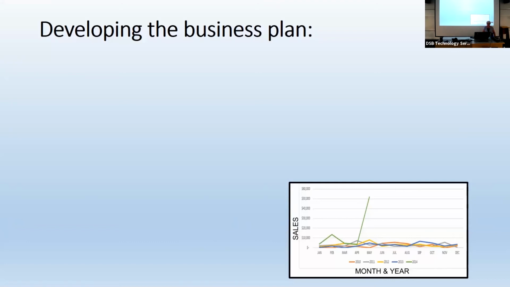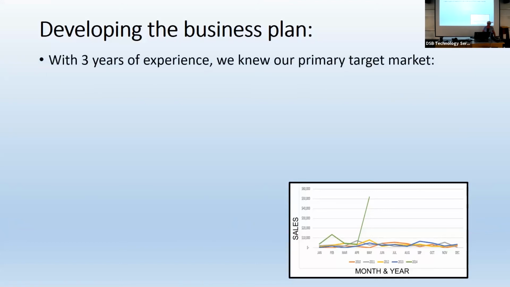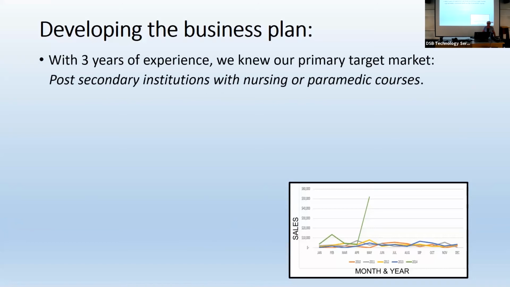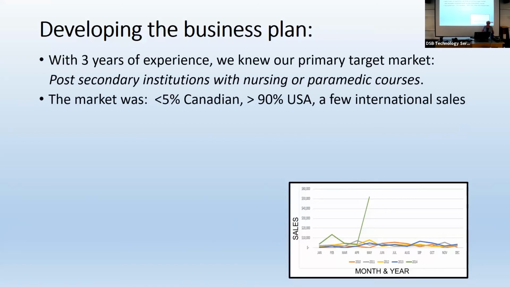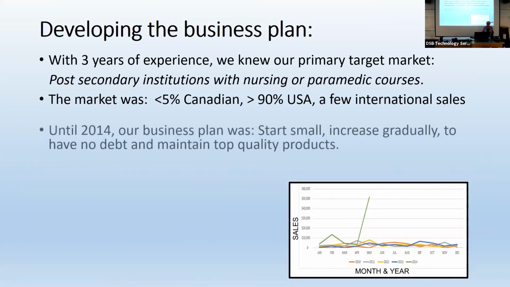So we made a huge difference to our company. With 3 years of experience, we knew our primary target market was post-secondary institutions with nursing or paramedic courses. Our market, up till then, was less than 5% Canadian, greater than 90% US, and then we had some in Germany, Australia, England, but not enough to be significant. So that was where our target was, the US, so you can't do a lot of advertising in here.